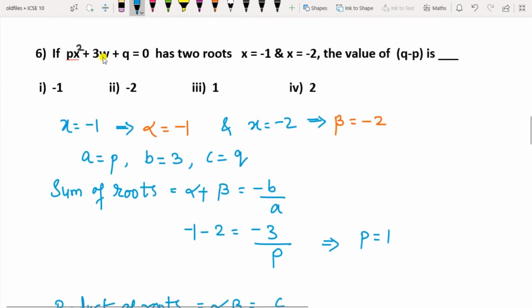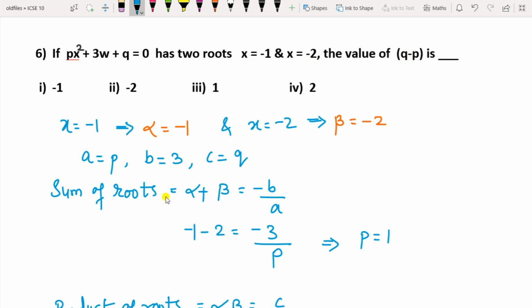If px square plus 3x plus q equal to 0 has roots x equal to minus 1 and x equal to minus 2, then the value of q minus p is? Here two roots have been given, x equal to minus 1 and x equal to minus 2. Let the first be alpha, that is minus 1, and the second one be beta, that is minus 2. From the given equation, the values of a, b and c are p, 3 and q respectively. You have to find the value of q minus p.